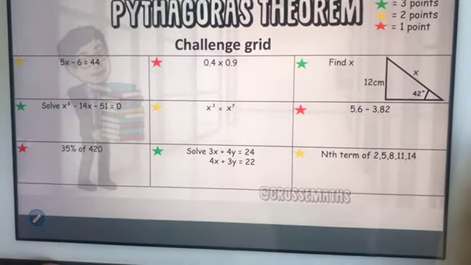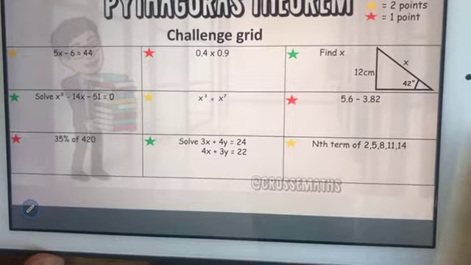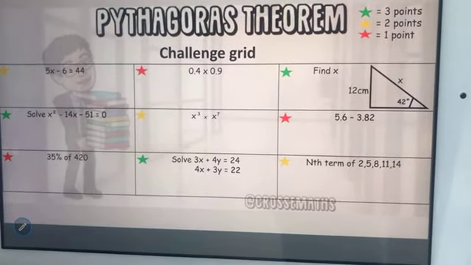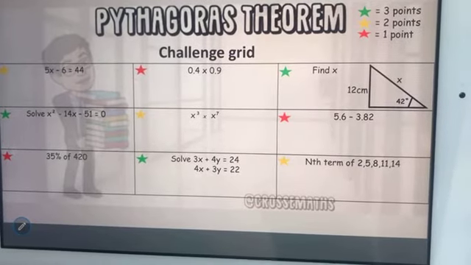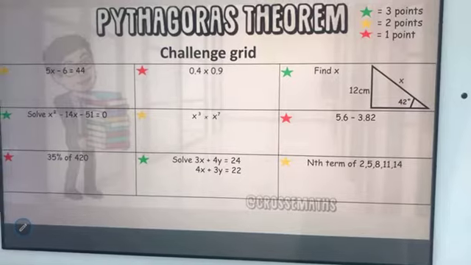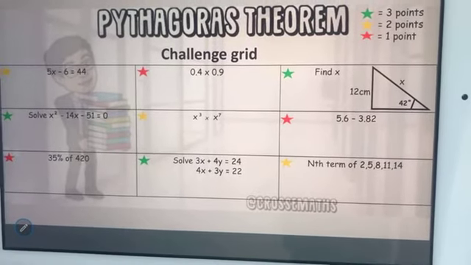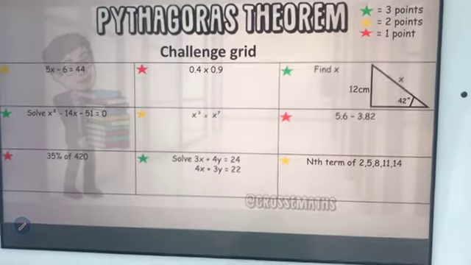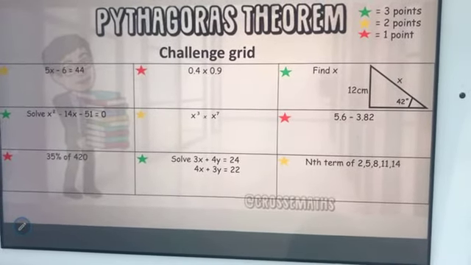Right guys, if you are tuned in, can you have a go please at the challenge grid in front of you? Again, remember 3 points for a green one, 2 points for a yellow, and 1 point for a red. You will need a calculator today just for the Pythagoras stuff, okay? So you are going to need a calculator. Give you 3 or 4 minutes just to have a go at that for me.